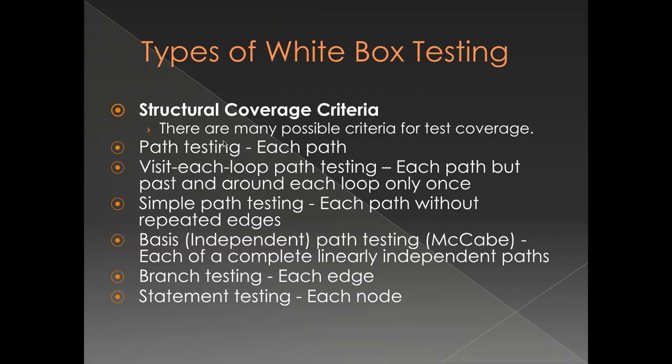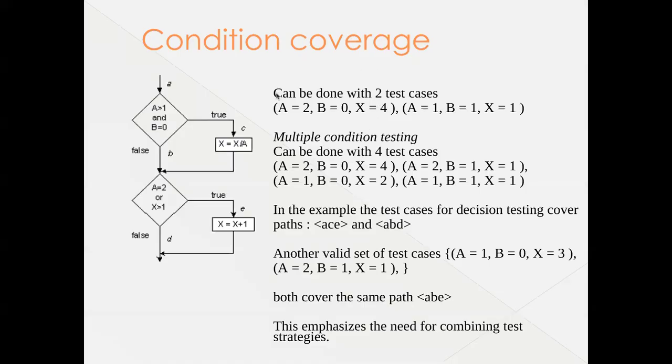Types of white box testing: structural coverage criteria. There are many possible criteria for testing coverage. Path testing, each path. Now check whether these things: A greater than 1 and B equal to 0. If it is false, go to B. If it is false, go this way. If it is true, x equals x divided by A.